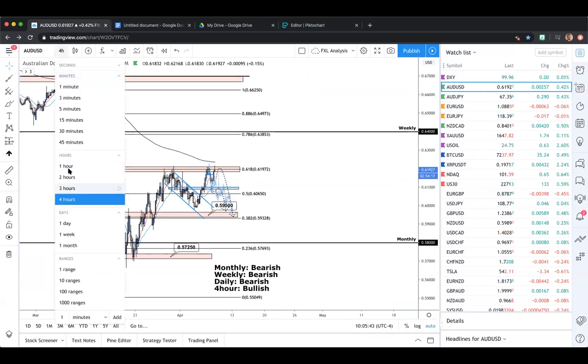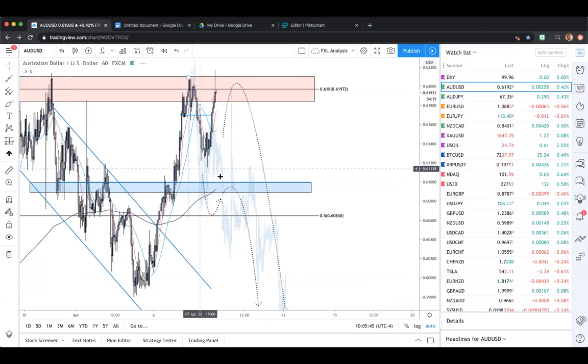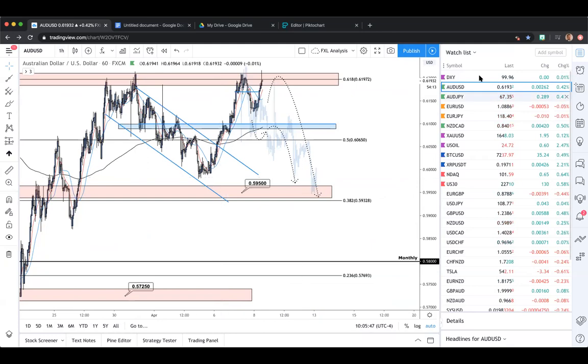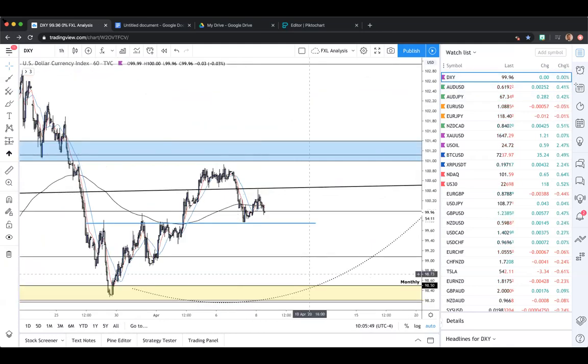We're still pretty much stalking AU here. Go over DXY though real quick, like why you look at it again, for people that don't know about DXY.